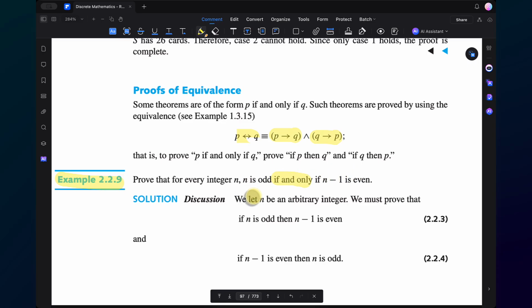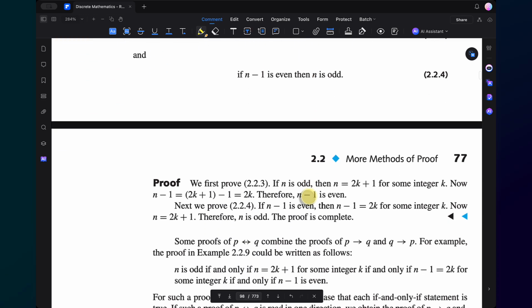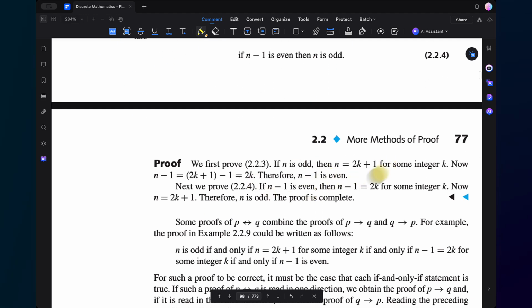For this example, we'd prove that if n is odd, then n minus 1 is even. Well, it's pretty clear, okay? But then we have to also prove that if n minus 1 is even, then n is odd. Here's a proof of that. If n is 2k plus 1 for some k, now n minus 1 is 2k plus 1 minus 1. That's 2k. So there you go. It's even.